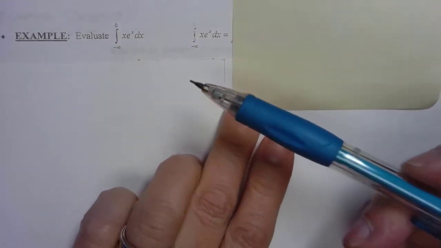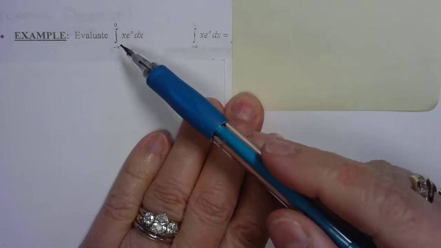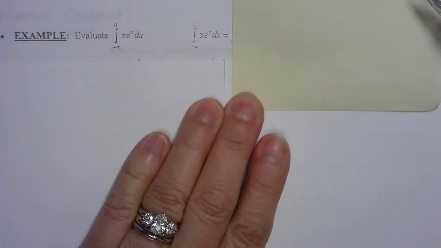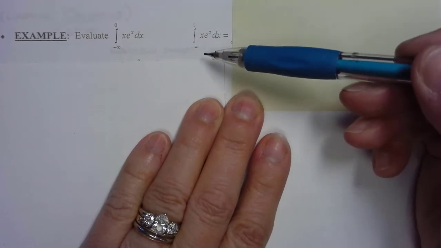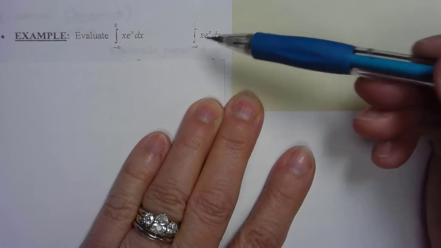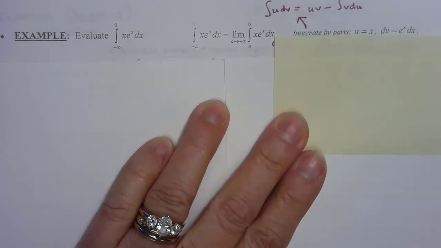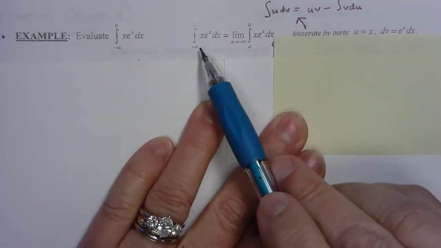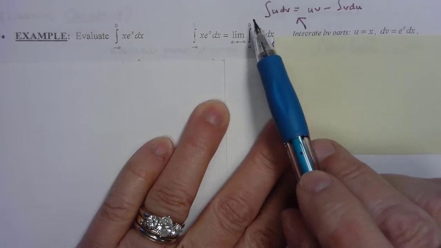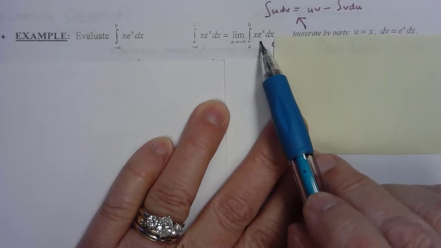So we are going to evaluate from negative infinity to 0 the integral of x times e to the x dx. So first of all, we have an improper integral because of the negative infinity limit right here, so we have to rewrite our integral as a limit. We're going to talk about the limit as a goes to negative infinity of the integral from a to 0 of x times e to the x dx.